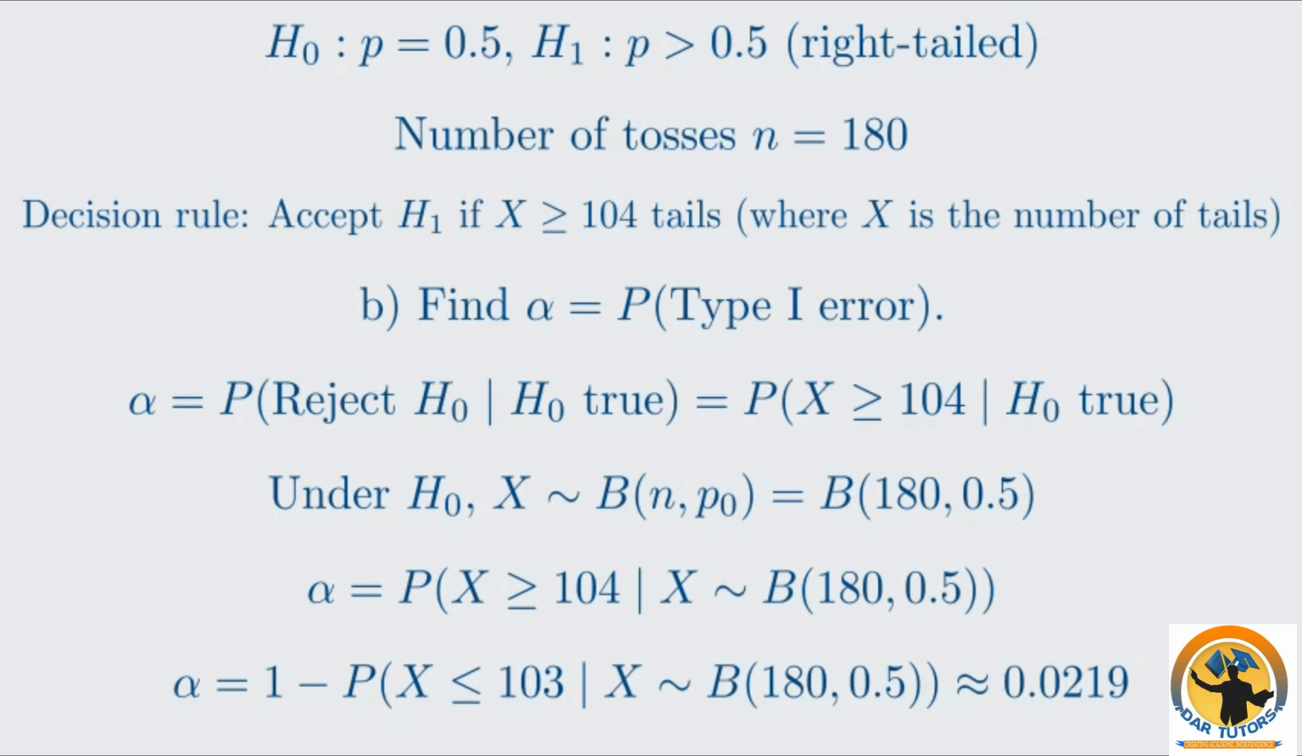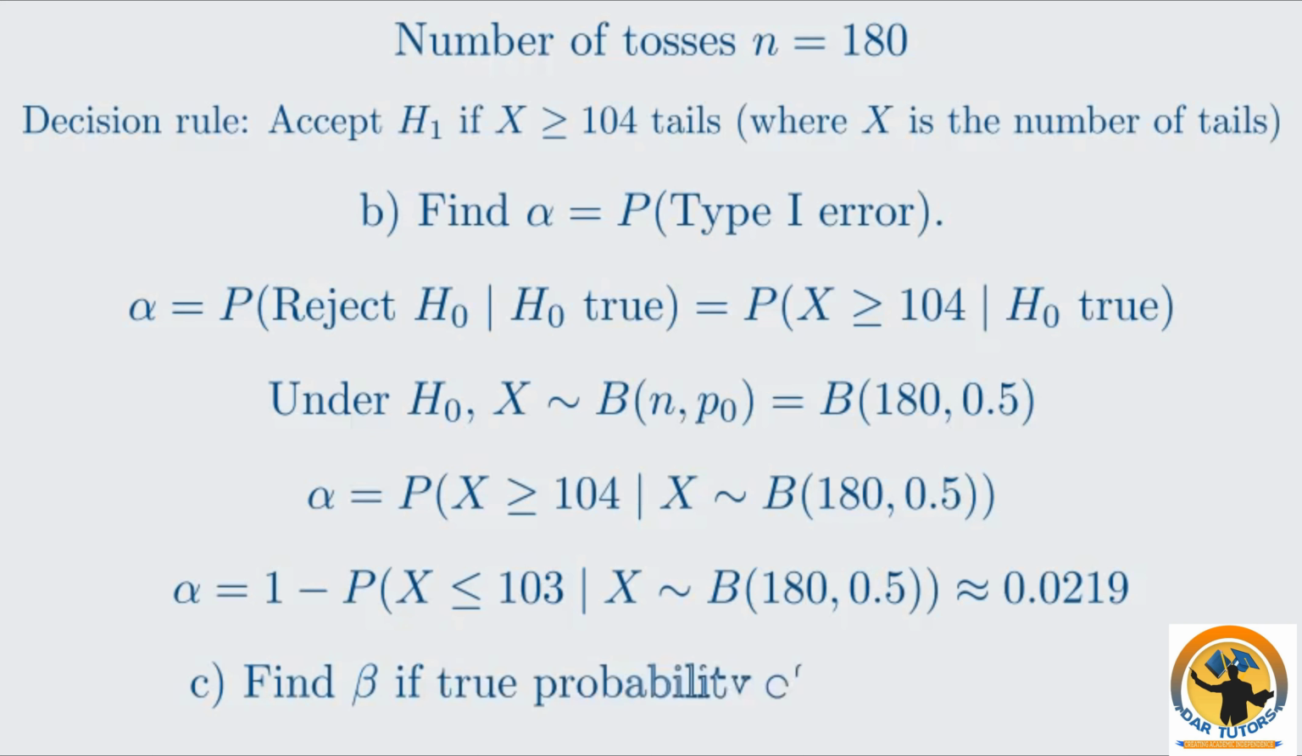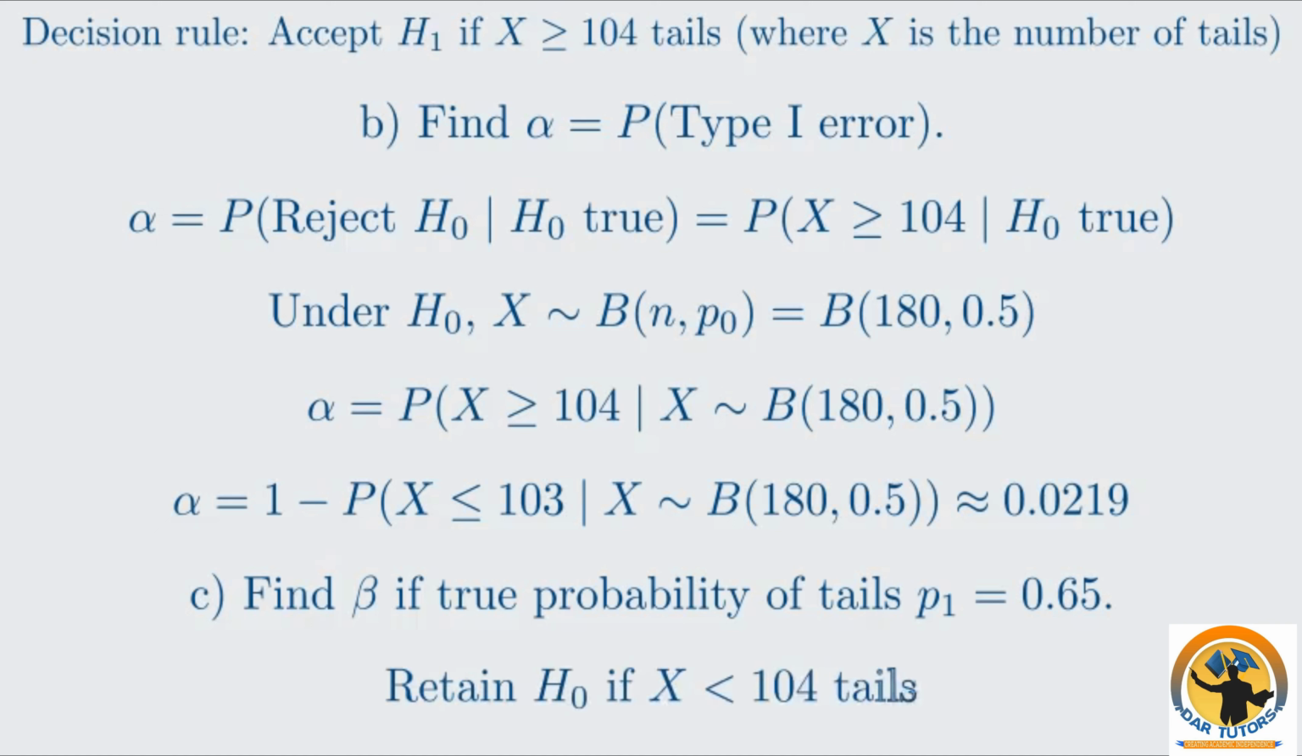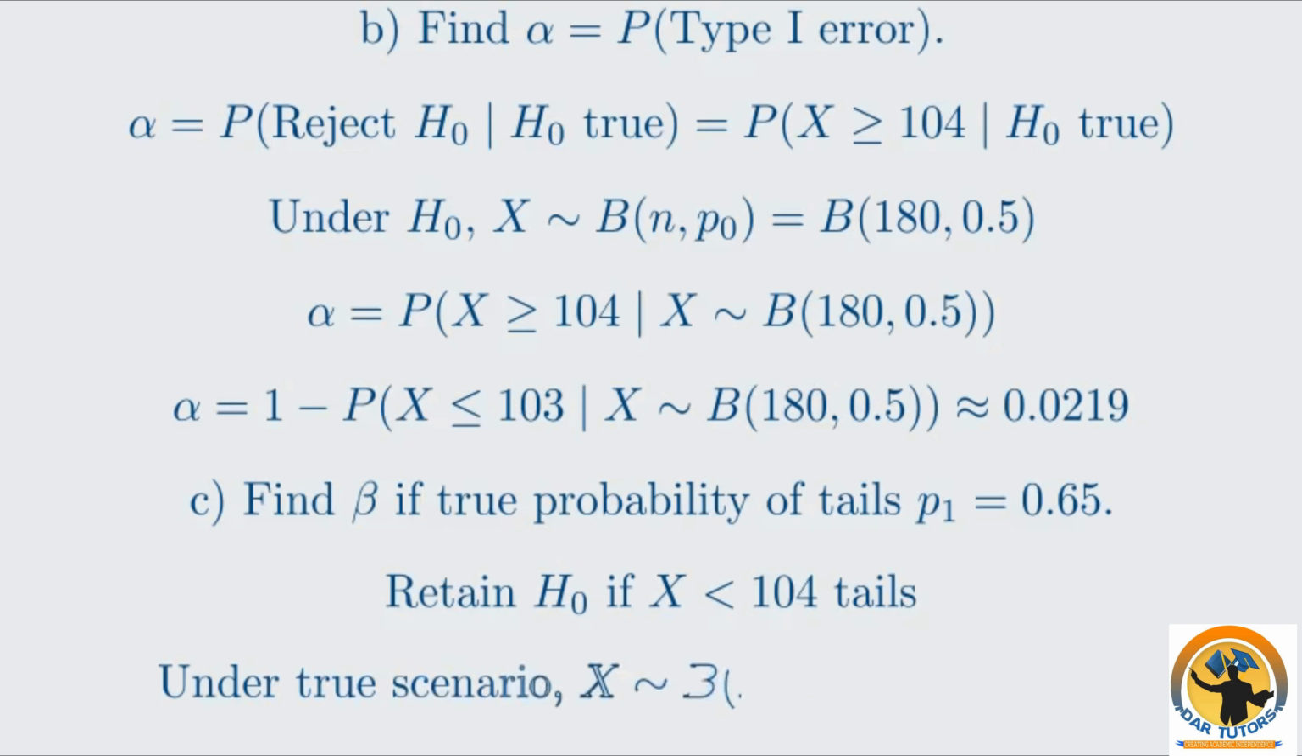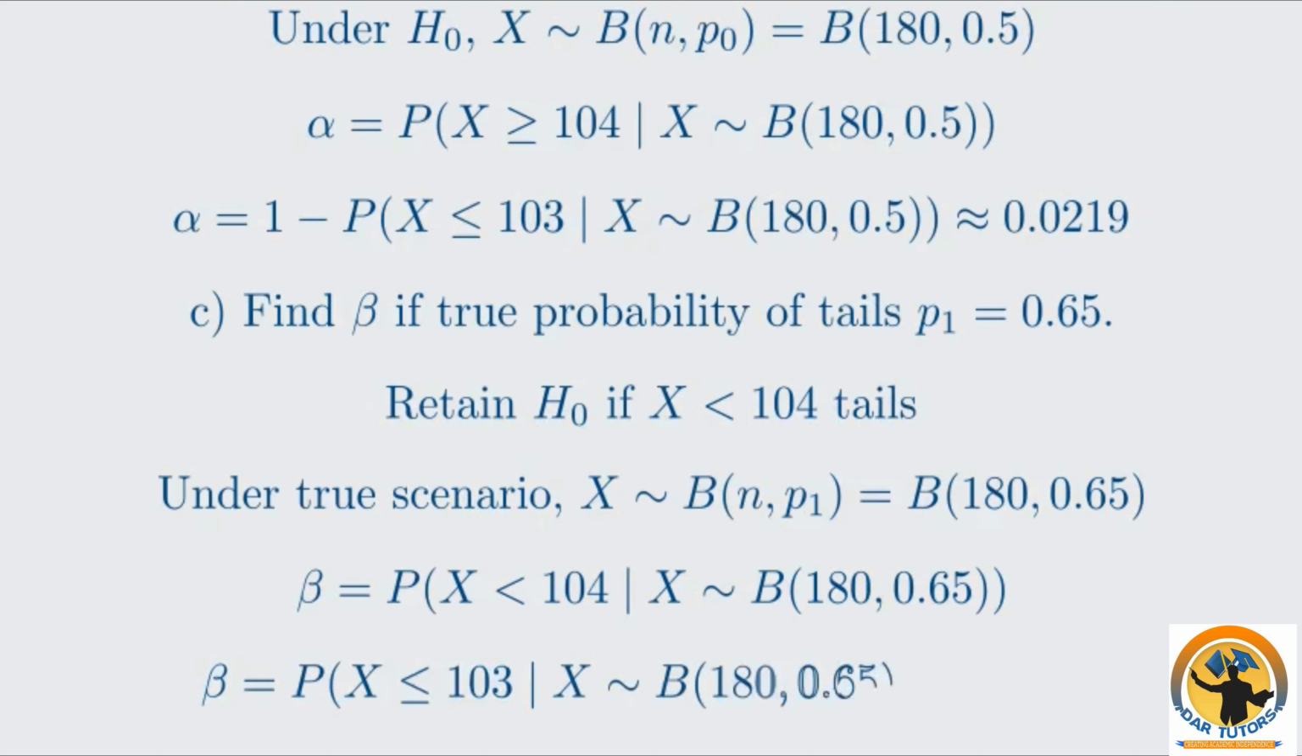Suppose the coin is actually biased with a probability of tails, P, equal to 0.65. We need to find the probability of a type 2 error and the power. A type 2 error means we retain H0 when it's false. The decision rule is to retain H0 if X is less than 104. We need to find this probability under the true scenario. Under the true scenario, X follows a binomial distribution with n equals 180 and P equals 0.65. We need to find the probability that X is less than 104.